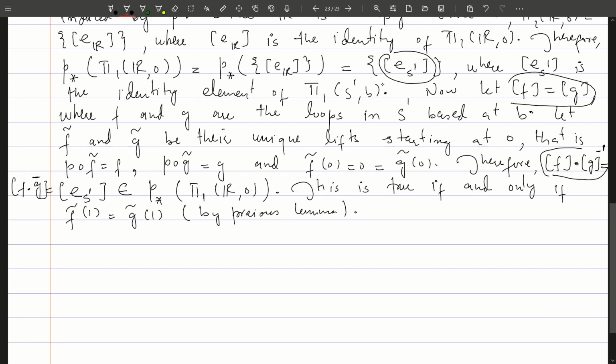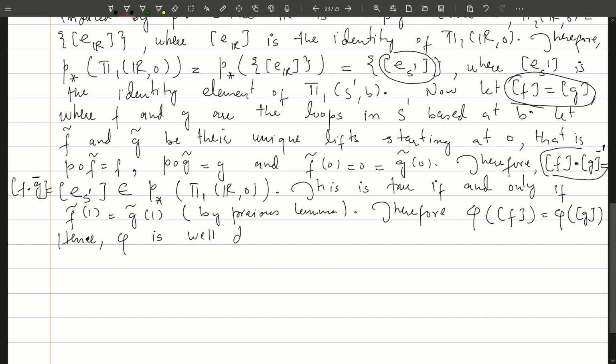Therefore, phi of the homotopy class of f will be equal to phi of the homotopy class of g. So we started with these two elements taken to be equal, and we proved their phi images are equal as well. This proves the well-definedness of phi. So hence, phi is well defined.